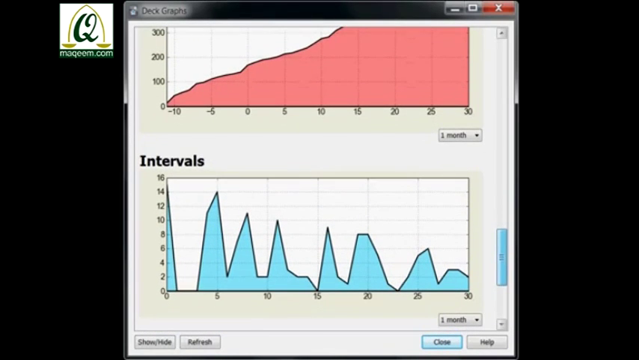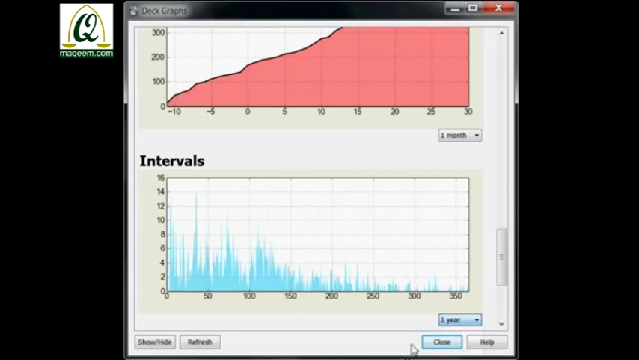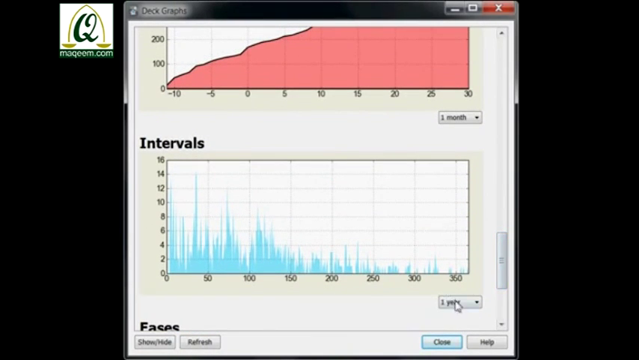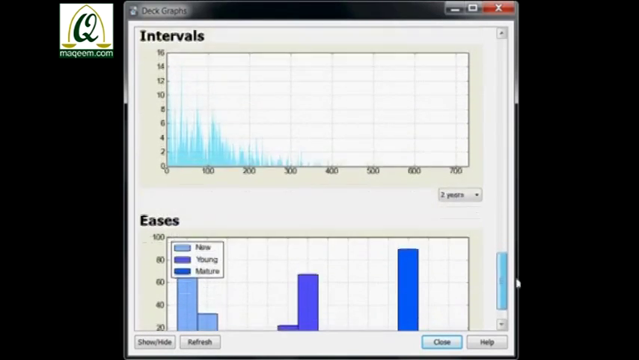The intervals are how long the card will be hidden before it's shown again to you. Let's expand this out to, for example, 1 year. And you can see that there are cards here that have intervals over a year, but the majority of them have fairly short periods. The longer you use a deck, the more these will expand out. And so if we look at 2 years, there are some in the 2-year period here as well.